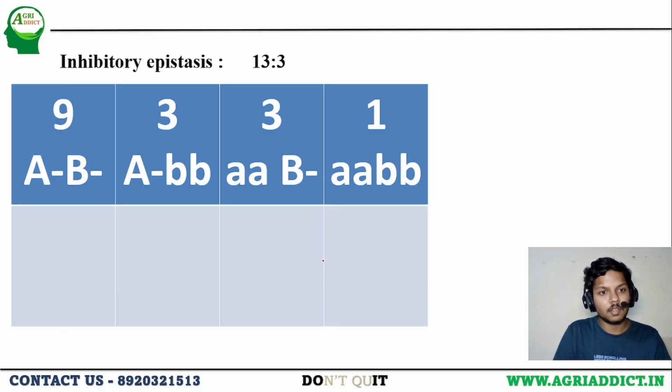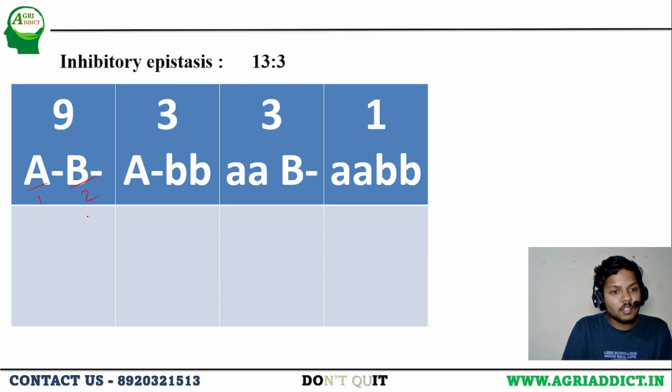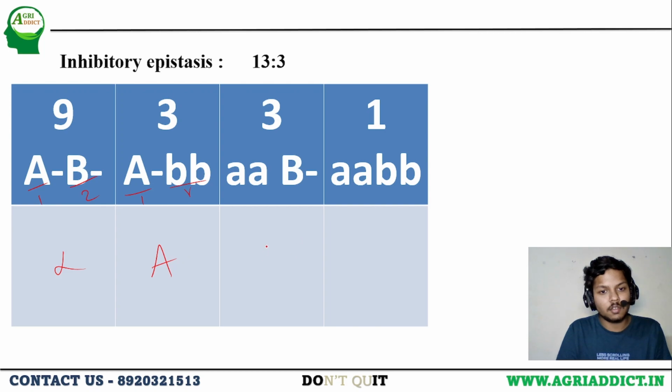Okay, let me explain clearly. Here, this is the first gene, this is the second gene. If the second gene is in dominant state, it will inhibit the first gene, so no expression. Here the second gene is in recessive state, so the first gene will be expressed, capital A. Here the second gene is in recessive state, so no expression. Here both are in recessive state, so no expression.